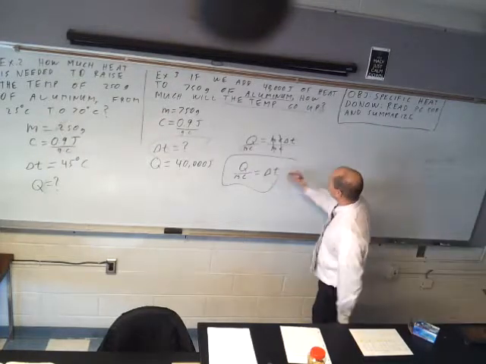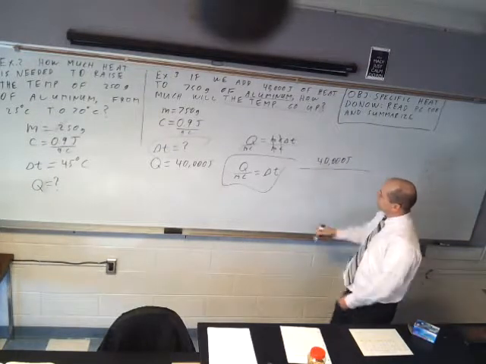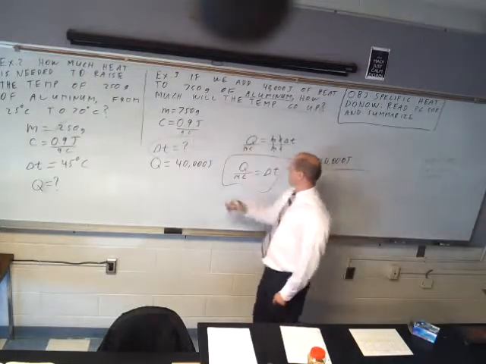So it'll be Q, 40,000 joules, divided by M, 750 grams.